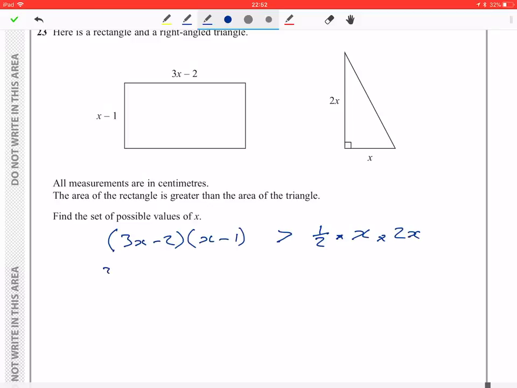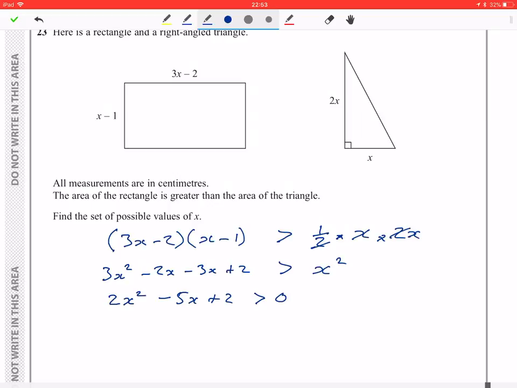Expand these brackets, we get 3x squared minus 2x minus 3x plus 2. And that has to be greater than, the 2's cancel, and we're left with x squared. Let's bring everything to the left-hand side, and we get 3x squared minus x squared is 2x squared, minus 2x minus 3x is minus 5x, plus 2 is greater than 0.